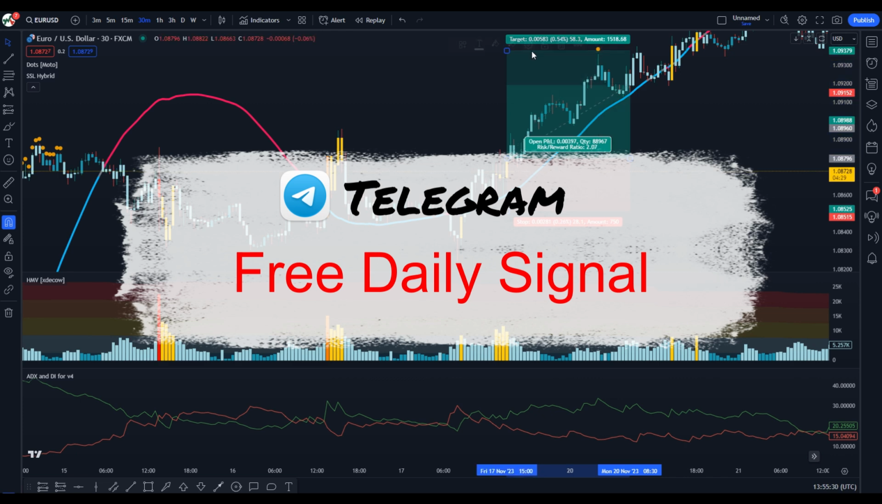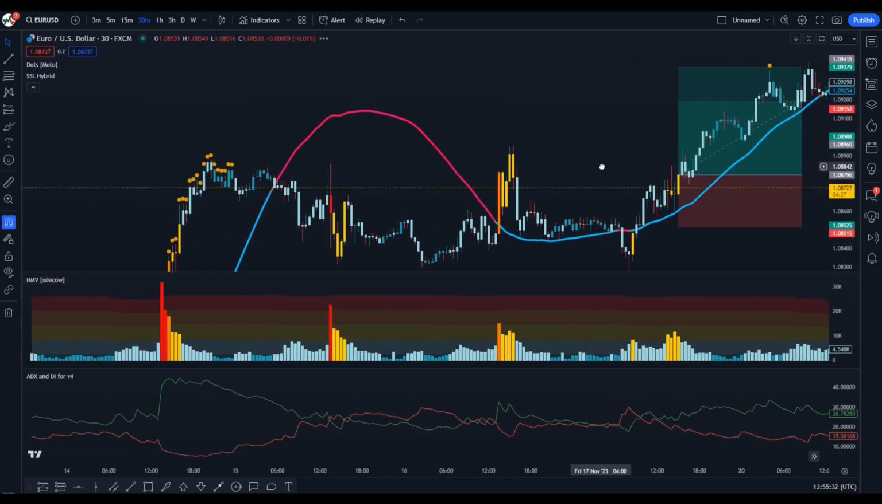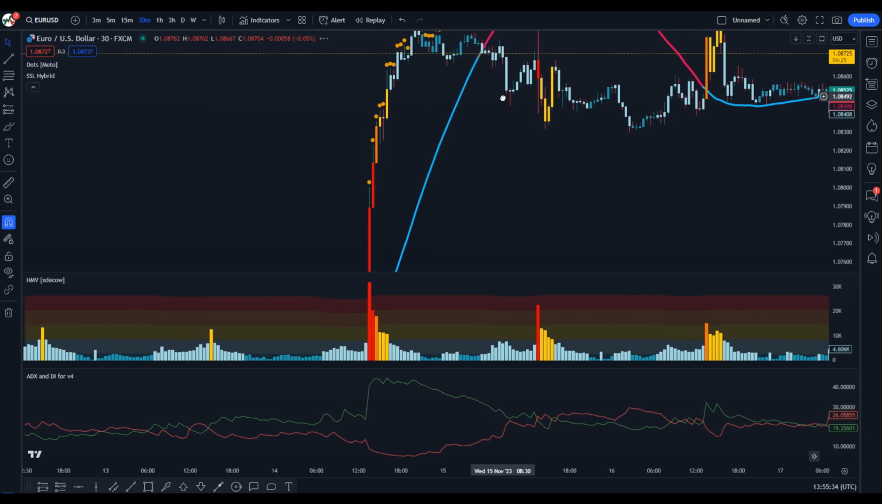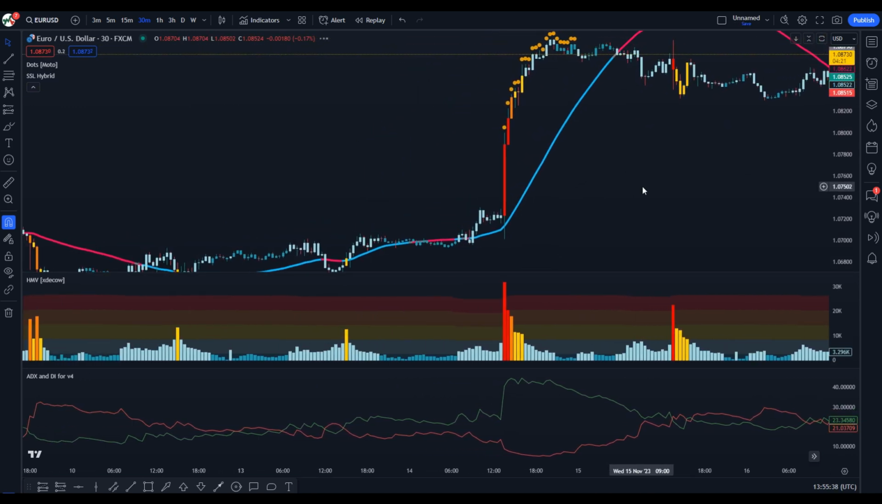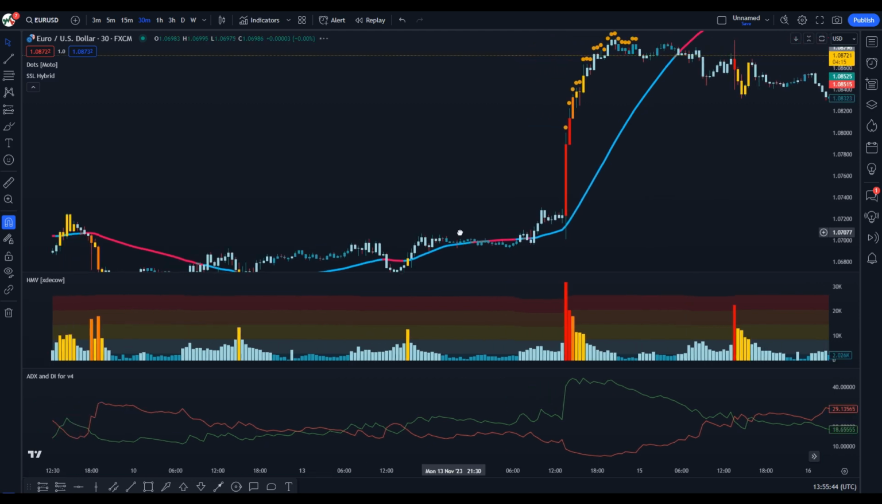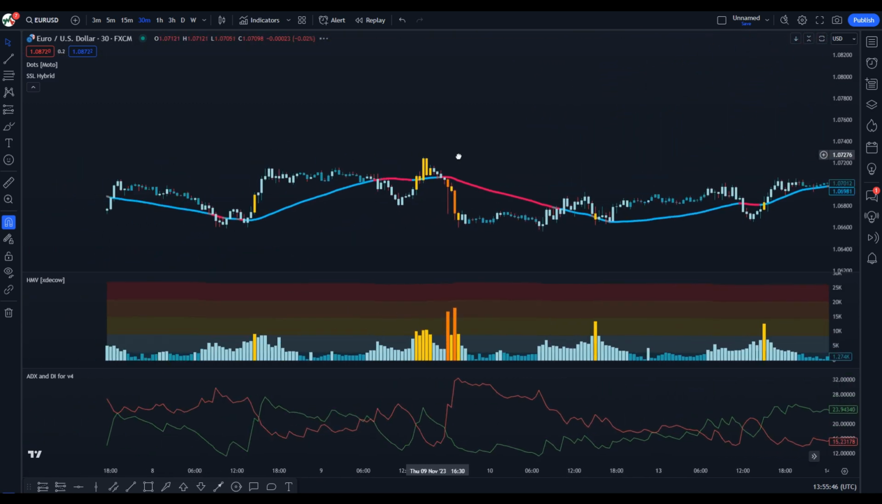Let's get right into the video. To use this strategy we will need 3 free indicators from TradingView. And at the end of the video I will show them to you with the settings that each indicator needs. Now I will explain to you how these indicators work and how they are used to obtain long and short signals.